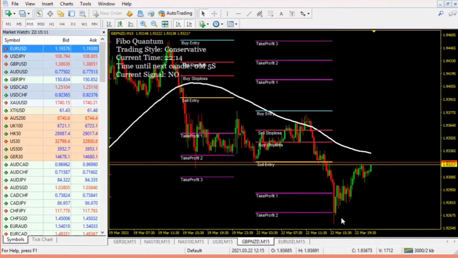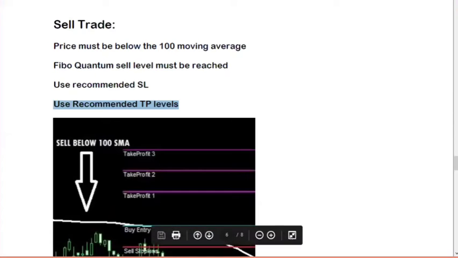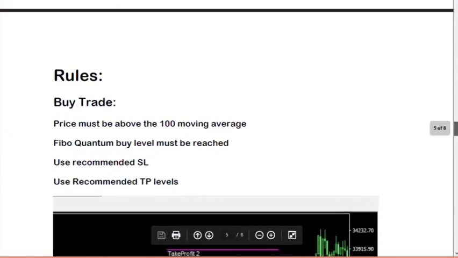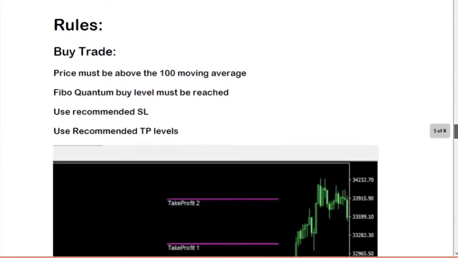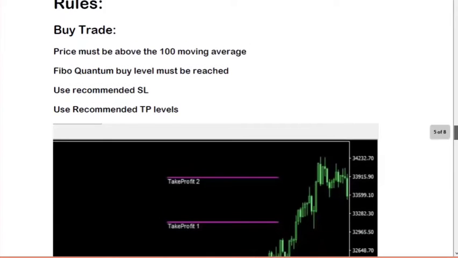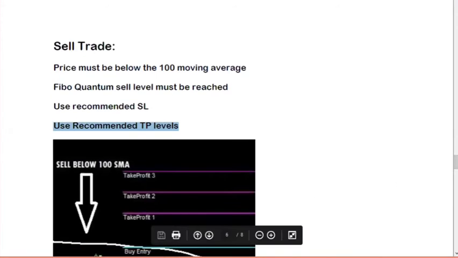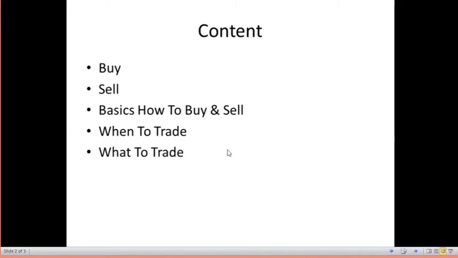So very easy, guys. Very, very easy. It's not too complicated. These are the rules, guys. If you do not have this, just reach out to me. I'll send you this so that you can see and refer to it if you need to, especially if you want to be trading with this system. So that's very easy, guys.